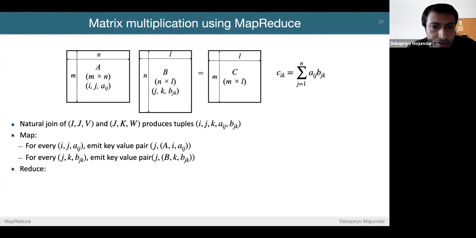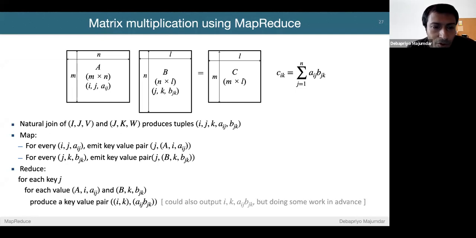Now reduce, obviously the same J's will be grouped together, so we will be able to multiply Aij, Bjks. So reduce will be, for each key J, and for each value Aij and Bjk, we will directly multiply Aij, Bjk. In the gray font I have written what you can think of as the first thing. So what we could do is output I, K, Aij, Bjk.